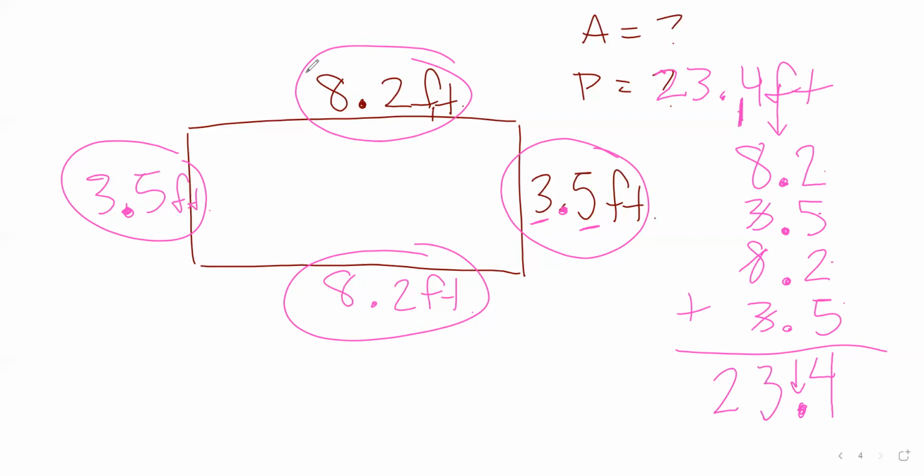Okay. Now we got to find that area. So area again is going to mean that I'm going to multiply my columns times my rows. Right? I'm just multiplying 2 numbers.